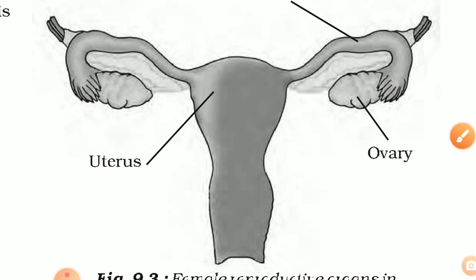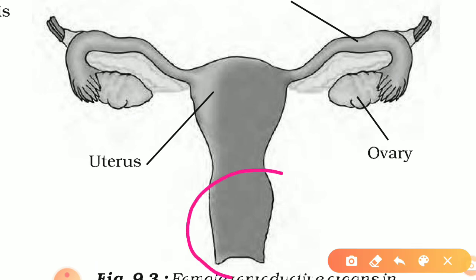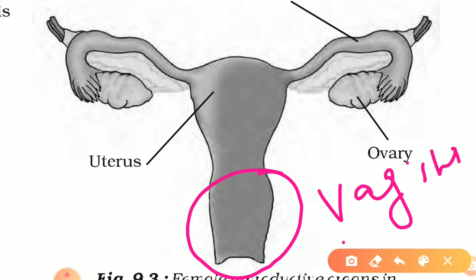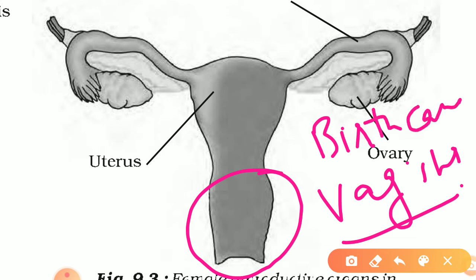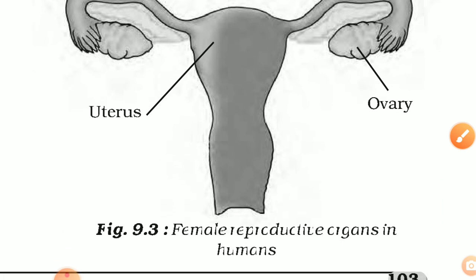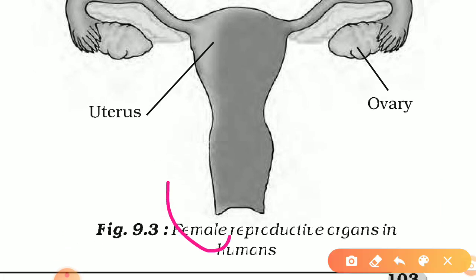Now the next part of the female reproductive system is this, which is called the vagina. What is this? It is called the vagina, and another name of the vagina is birth canal also. Birth canal. Now what is its function? It plays two important functions. First function, during sexual intercourse, it receives the penis of the male and receives the sperm. That is the first function, that it receives the penis of the male which releases sperm into it.